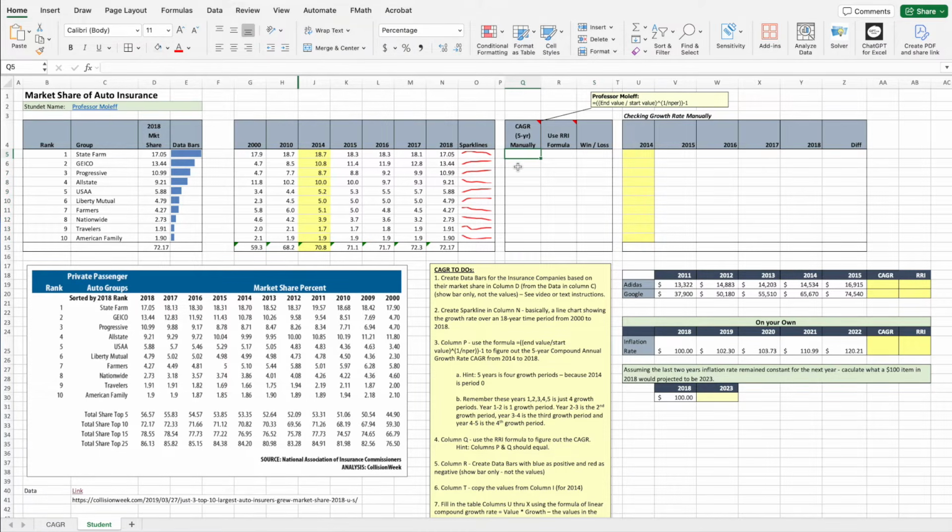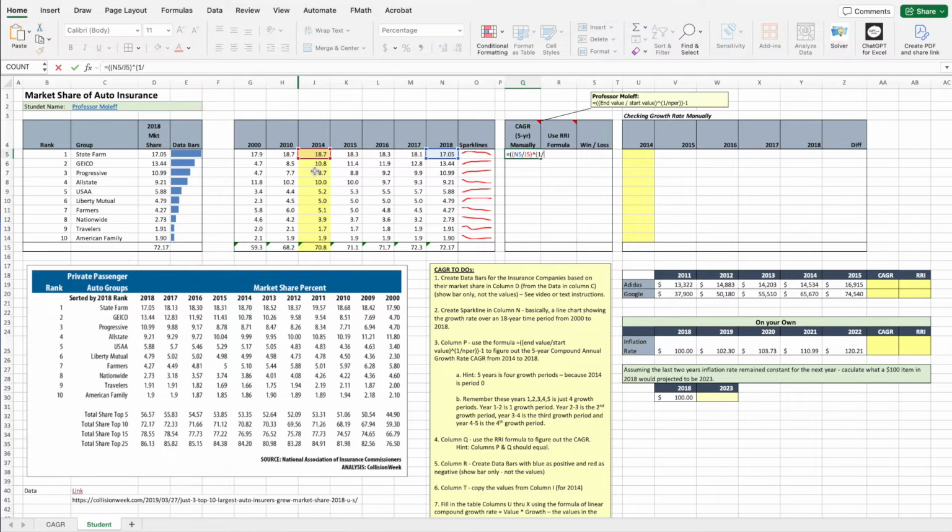So for doing this formula, it's equals, double parentheses. If you can see up there, we have double parentheses. We have our ending value, which is this 17.05, divided by our beginning value, 18.07. Close the parentheses, then to the power of, which is shift 6, that little caret above the 6. Okay. 1 divided by number of periods.